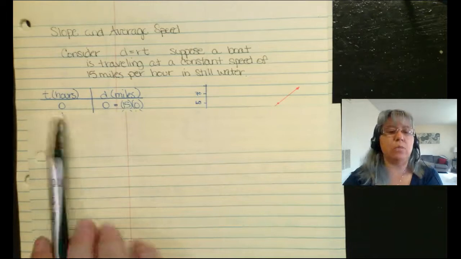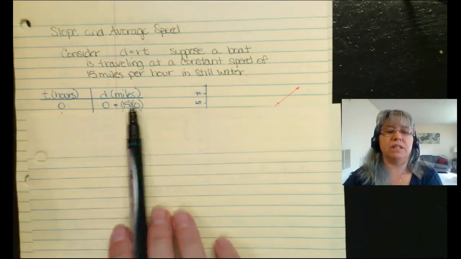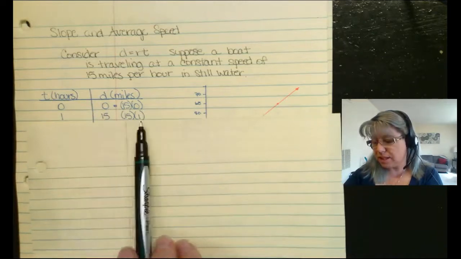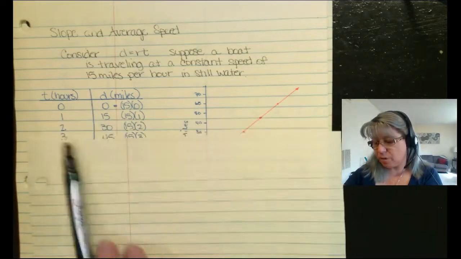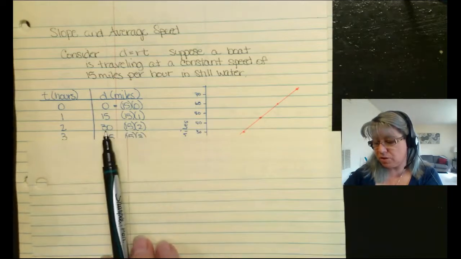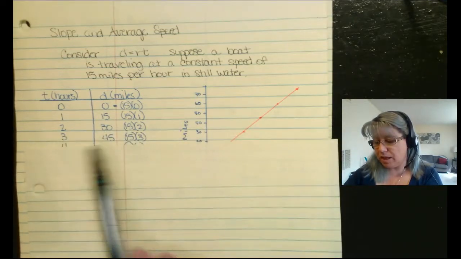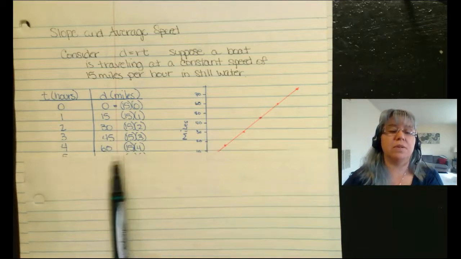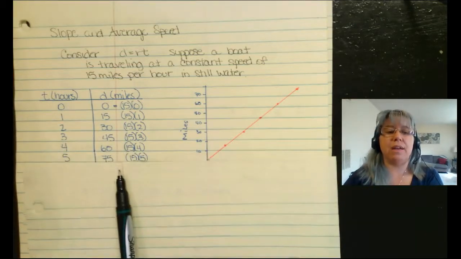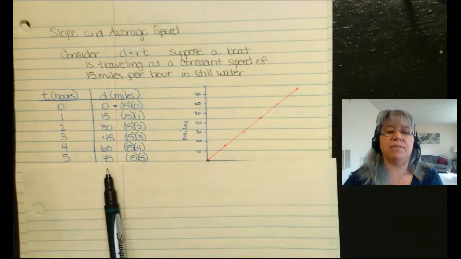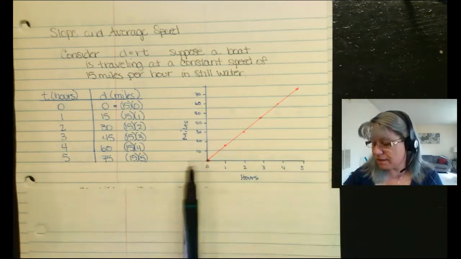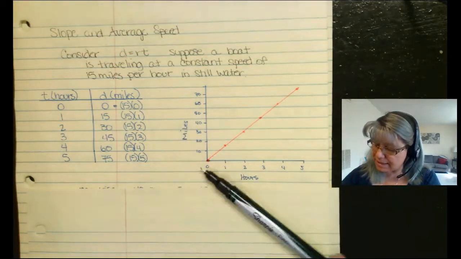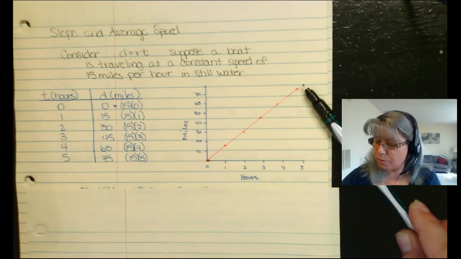At 0 time, we traveled 0 miles, so 15 times 0 is 0. At hour 1, 15 times 1 is 15. Hour 2, 15 times 2 is 30. Hour 3, 15 times 3 is 45. Hour 4, 15 times 4 is 60. Hour 5, 15 times 5 is 75. So if we were to graph this, hours to miles, we see it as a steady slope.